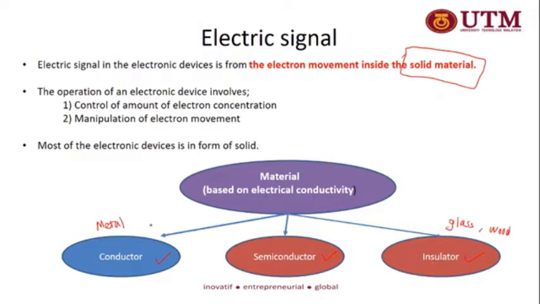In between conductor and insulator, we have a material called semiconductor. Semiconductor is defined as the material which has a middle level of electrical conductivity.